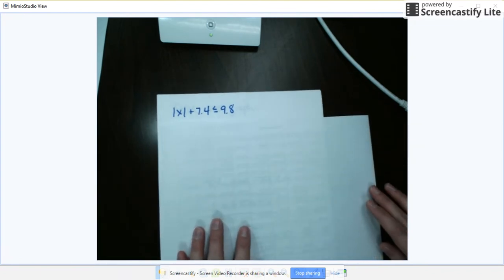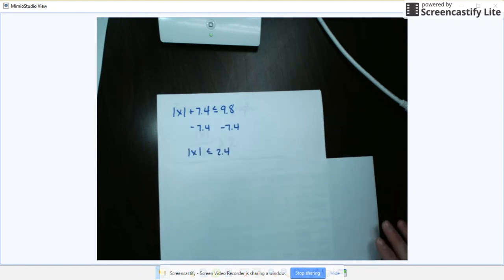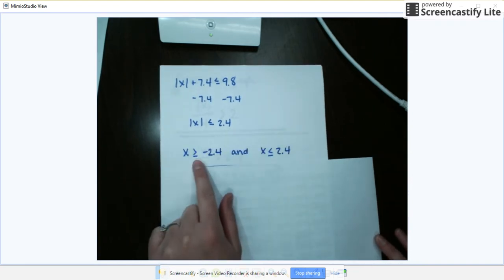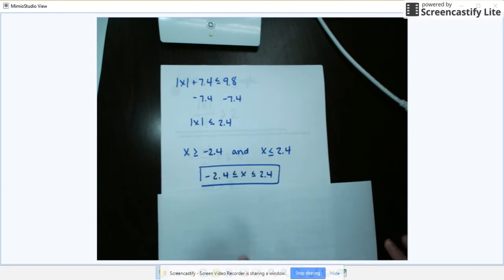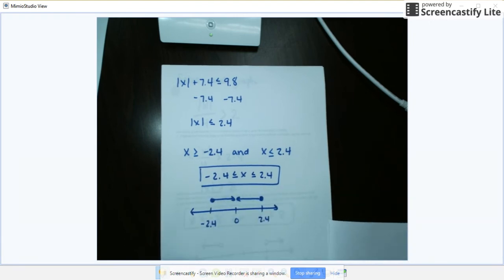Okay, here is an inequality with one step, so we obviously need to subtract that 7.4 to get absolute value of x is less than or equal to 2.4. So less than or equal to 2.4, hopefully we know is going to be greater than or equal to negative 2.4, and less than or equal to positive 2.4. Written as a compound inequality, it looks like that. And there would be your graph.